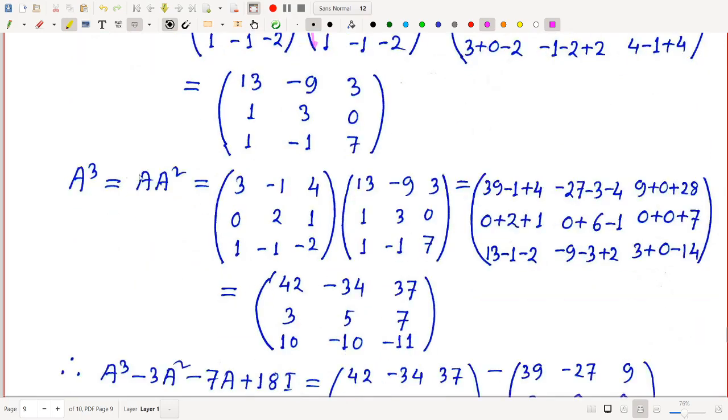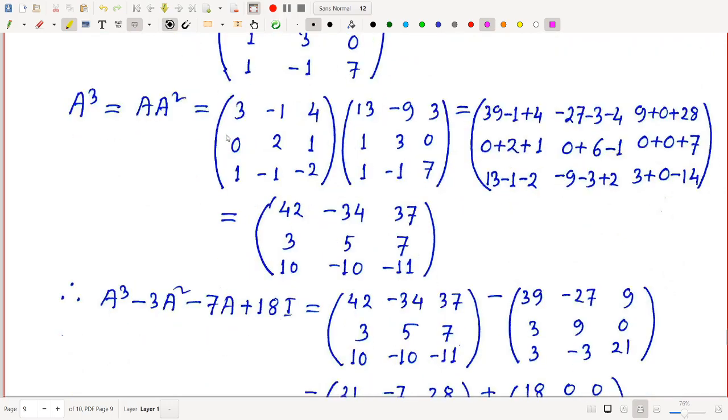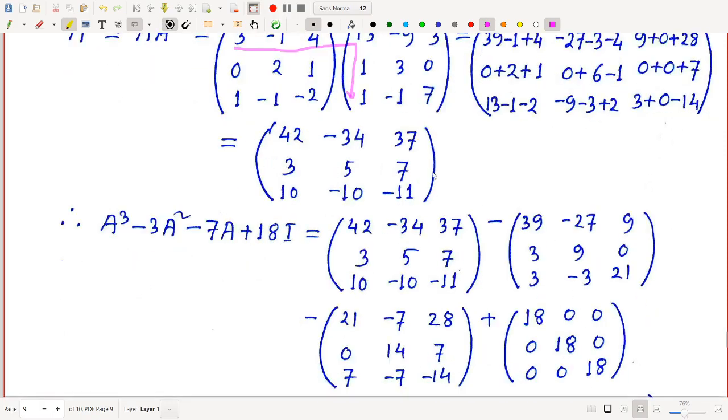This is A square. Again we have calculated A cube, which means A into A square, or you can write A square into A. We have written A into A square. So again A into A square we have multiplied by this rule: first column, 3 into 13, 39, minus 1 into 1, minus 1, 4 into 1, 4, etc. Similarly, all elements calculated, we have got A cube.